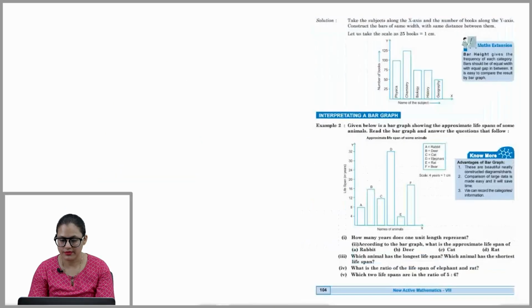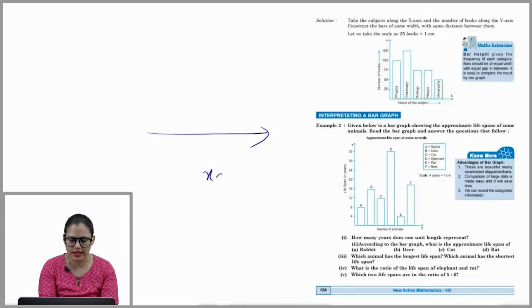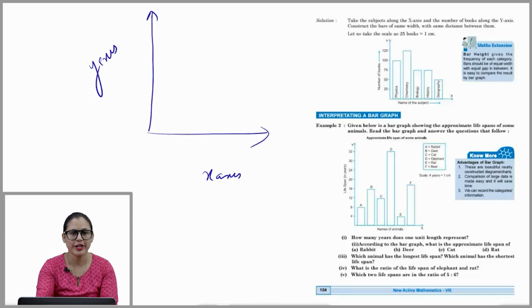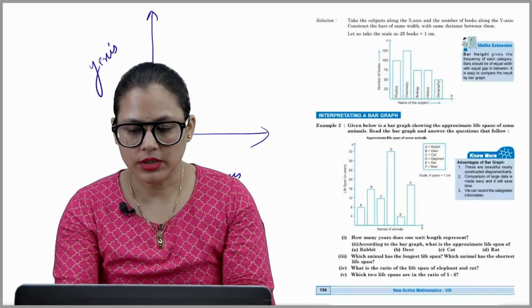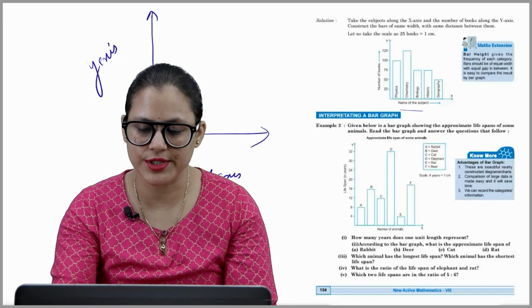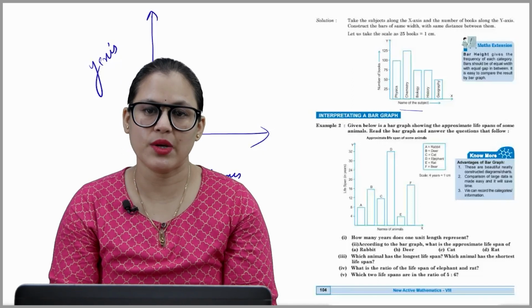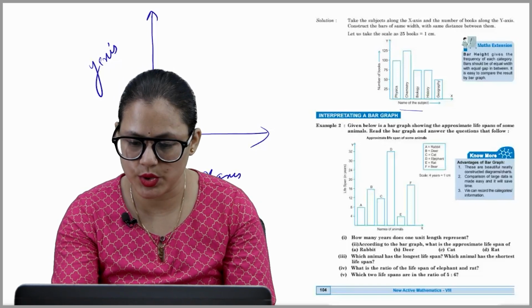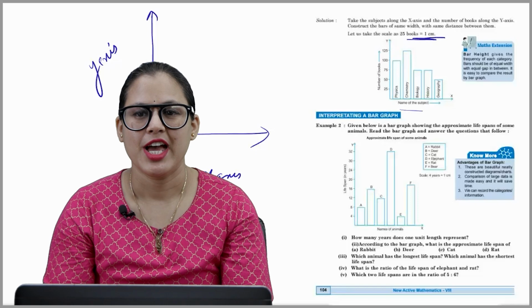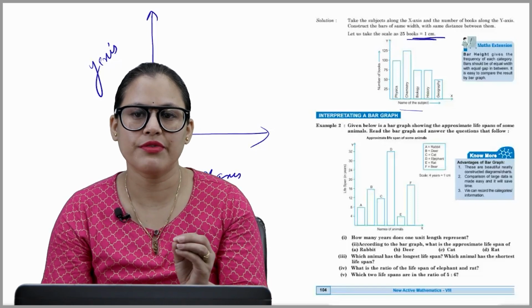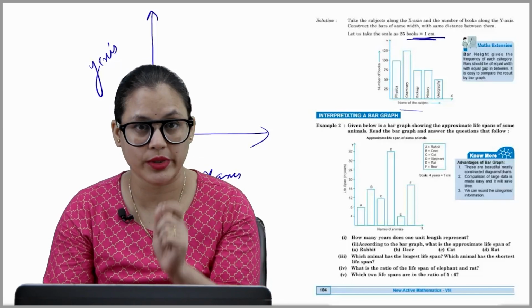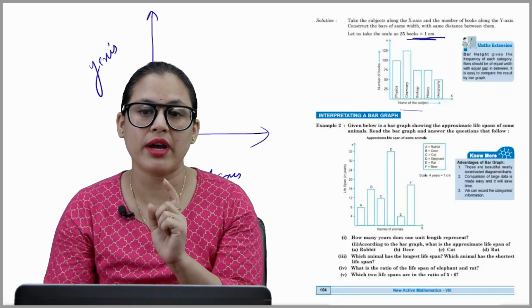Take the subjects along the x-axis. You know, this is the x-axis and this is the y-axis. So we'll take subjects along the x-axis and the number of books along the y-axis. Construct the bars of same width with same distance between them. Let us take the scale as 25 books equals 1 centimeter. Maths extension: bar height gives the frequency of each category. Bars should be of equal width with equal gap in between. Always remember that. It is easy to compare the results by a bar graph.